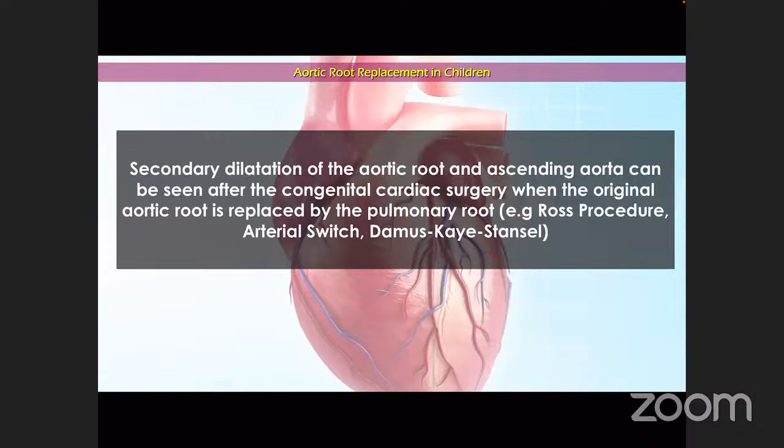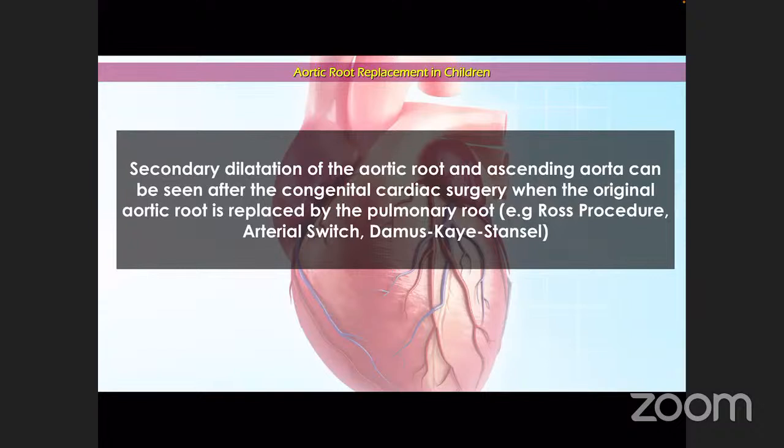We can also see secondary dilatation of the aortic root and the ascending aorta after congenital cardiac surgery when the original aortic root is replaced by the pulmonary root. As you all know, in Ross procedure, we use the patient's own pulmonary valve to replace the aortic root, and most of us utilize a full aortic root replacement. So part of the pulmonary wall is actually incorporated into the aortic root, and this is subject to dilatation.